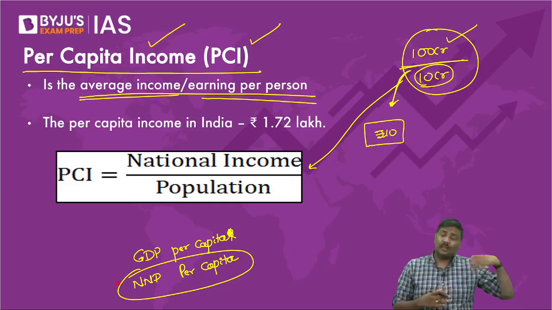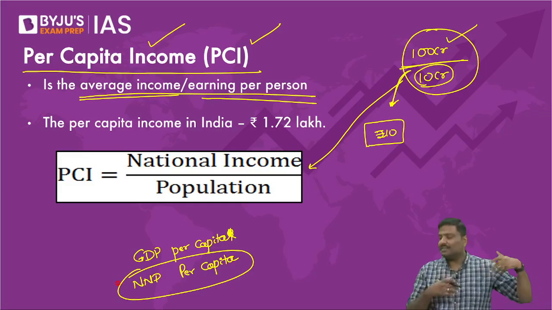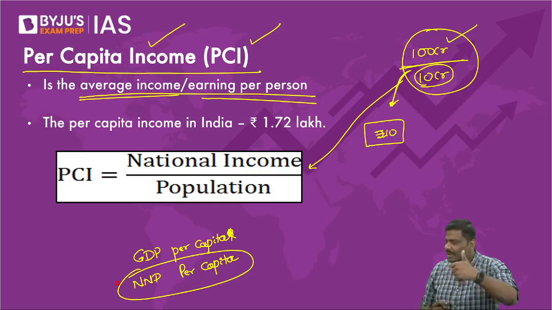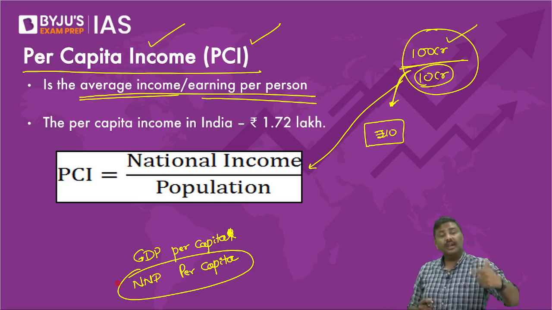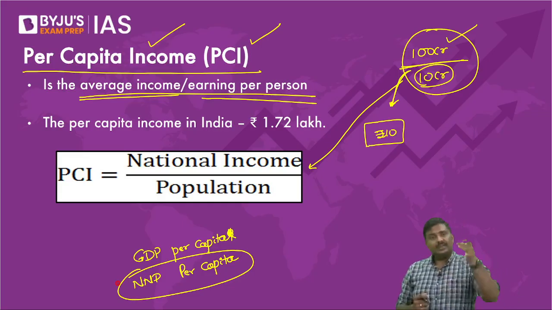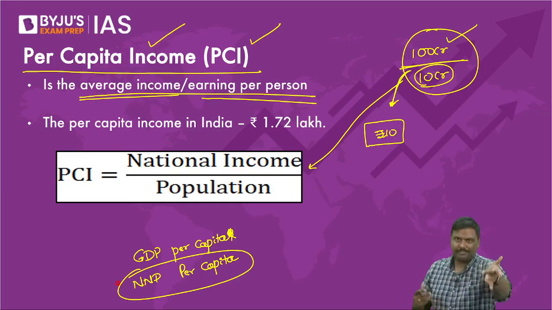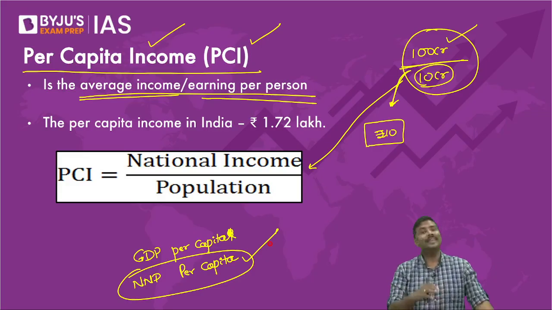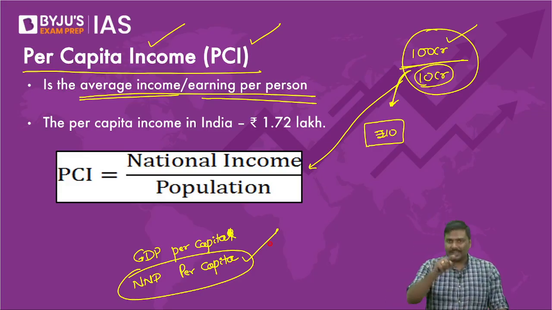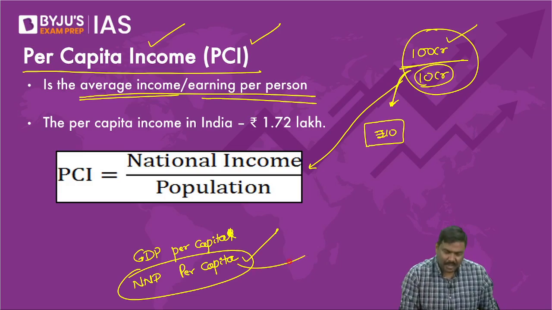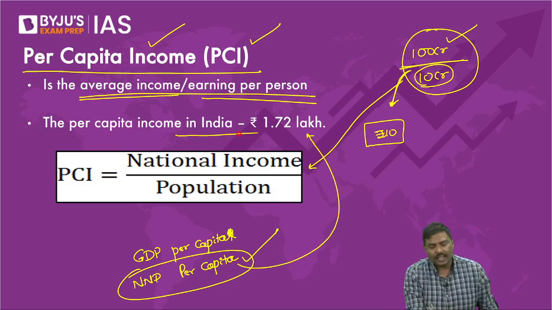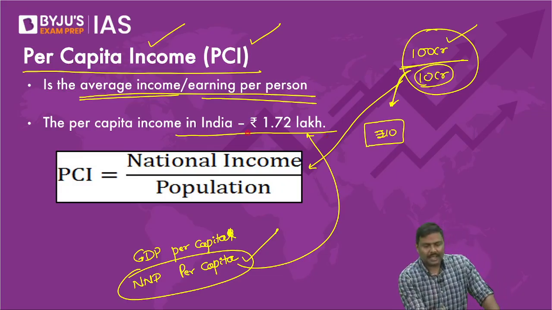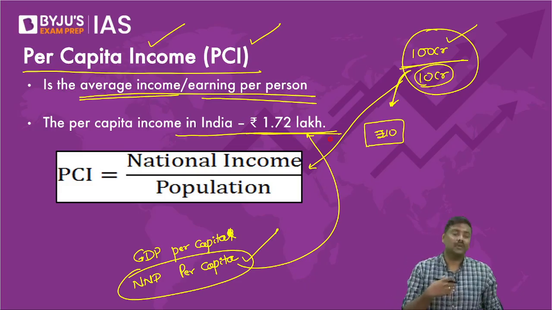But MOSPI, the Ministry of Statistics and Programme Implementation, will give the data for all. They will give you GDP per capita, GNP per capita, and they will also give you NNP per capita. But for us, the most important is NNP per capita. And if you look at the latest data published by the government, NNP per capita is 1.72 lakh rupees.